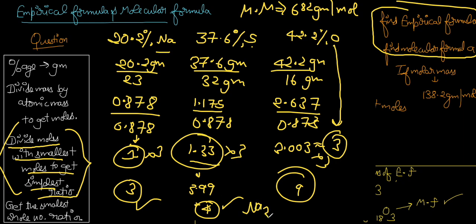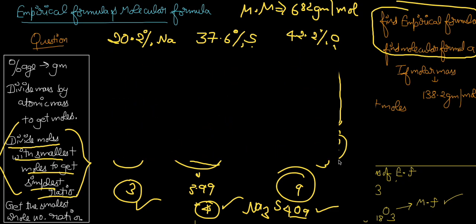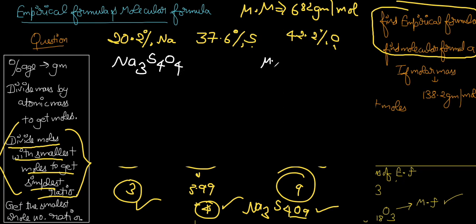Means Na3S4O9. Question done. That's it. This is how you find out the empirical formula. Now that you know the empirical formula, they're asking us the molar mass or the molecular formula, sorry. Molar mass is already given. Empirical formula, you have calculated Na3S4O9 and molar mass is already given, which is 682 grams per mole.